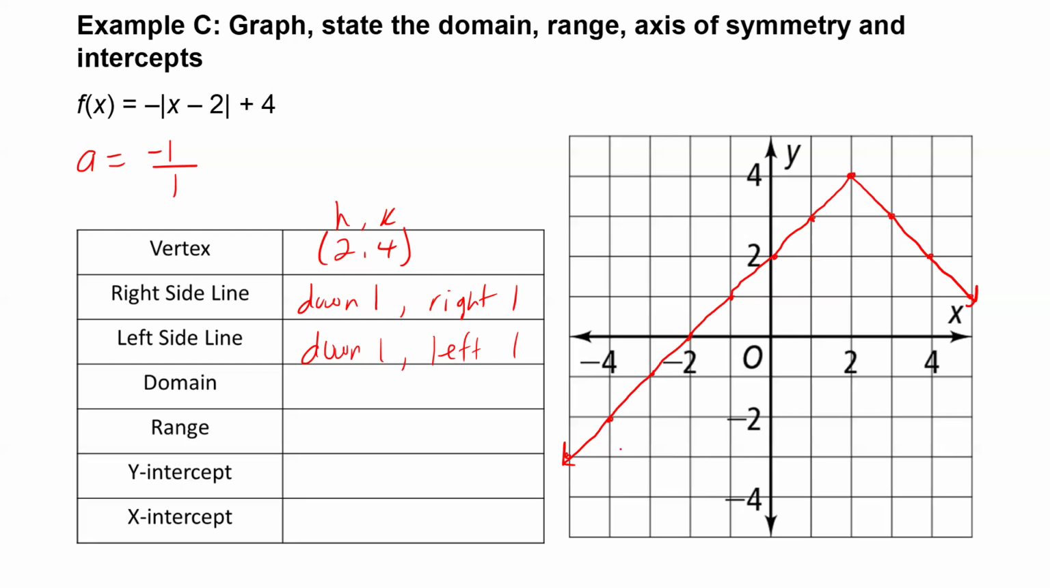Easy peasy. All right. So our domain, did our domain change? Does it still go forever to the left and to the right? So it still is all real numbers. What about my range now? What's happened to my y values?